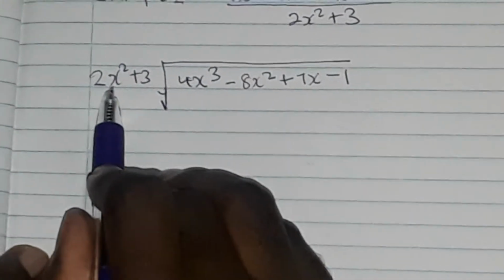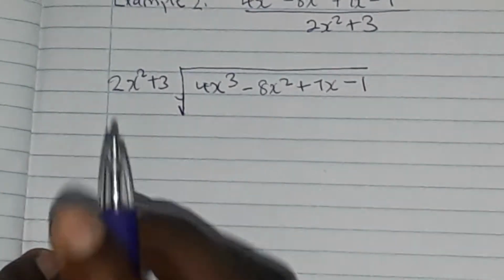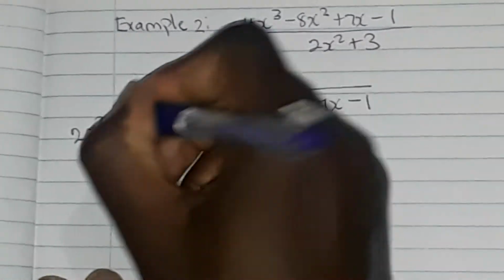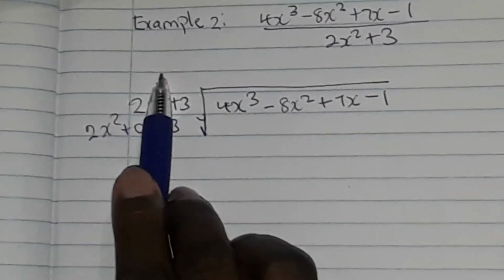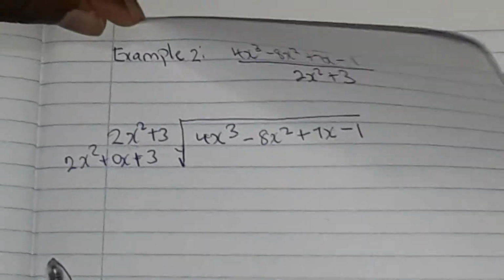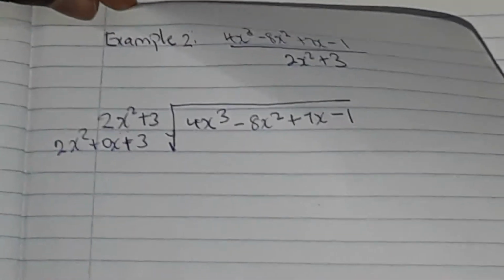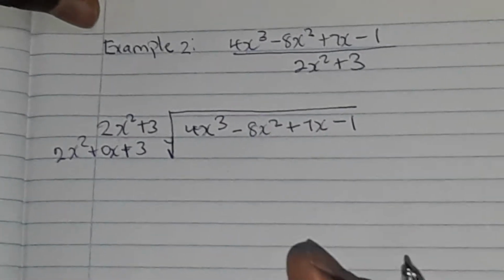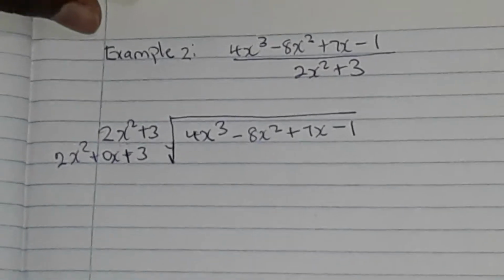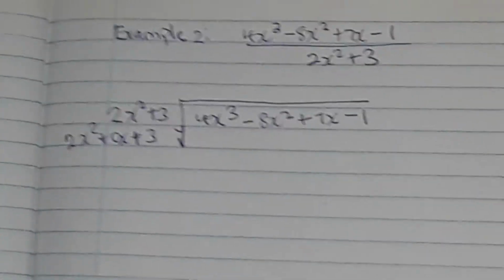What we're gonna do here is rewrite that as given: 2x squared plus 0x plus 3. Because they give us x to the second power, we're just gonna put in 0x to give us an x to the 1 term, but we don't want to change the equation given, so we use 0x.